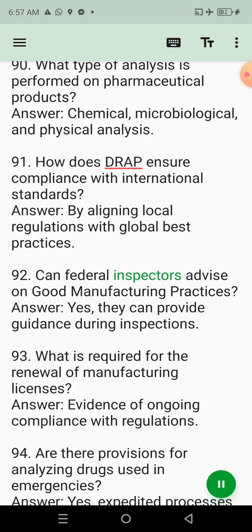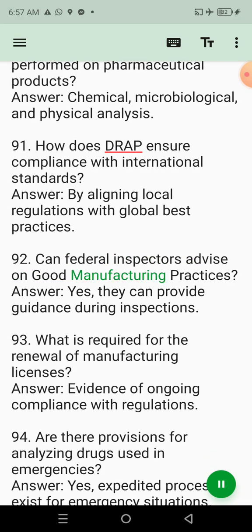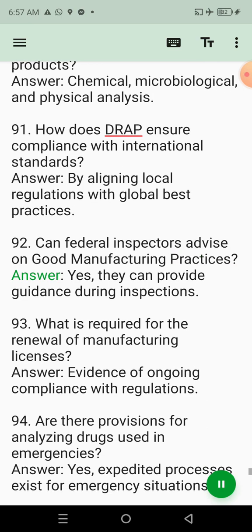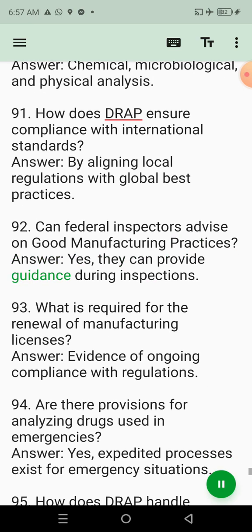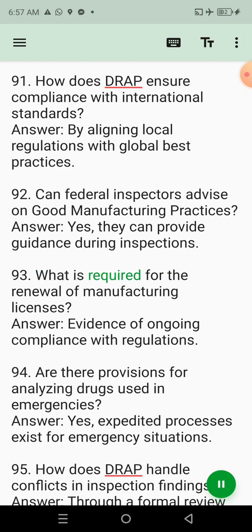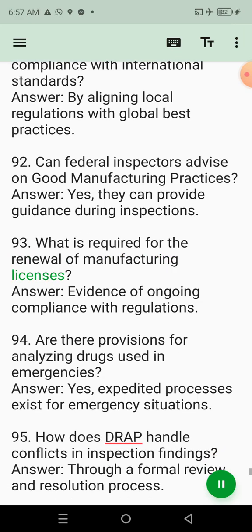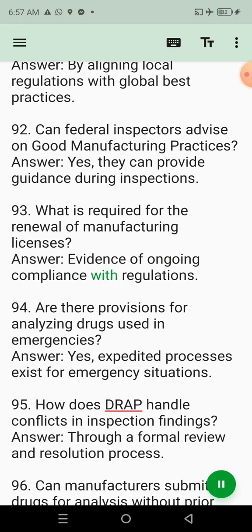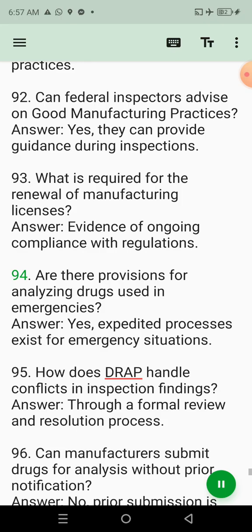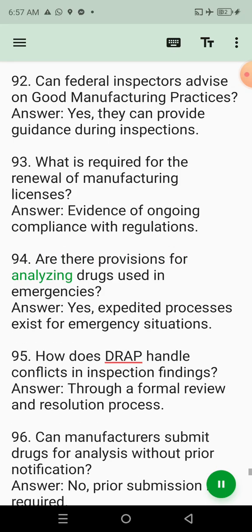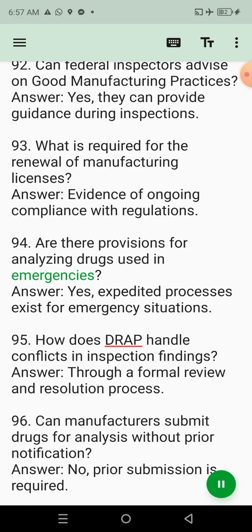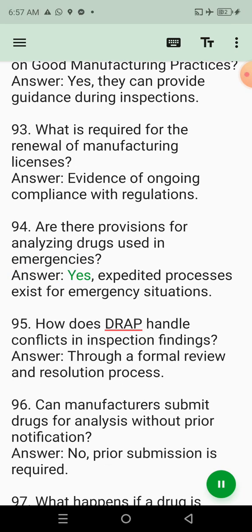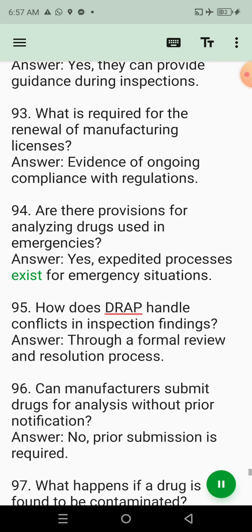92. Can federal inspectors advise on good manufacturing practices? Answer: yes, they can provide guidance during inspections. 93. What is required for the renewal of manufacturing licenses? Answer: evidence of ongoing compliance with regulations. 94. Are there provisions for analyzing drugs used in emergencies? Answer: yes, expedited processes exist for emergency situations.